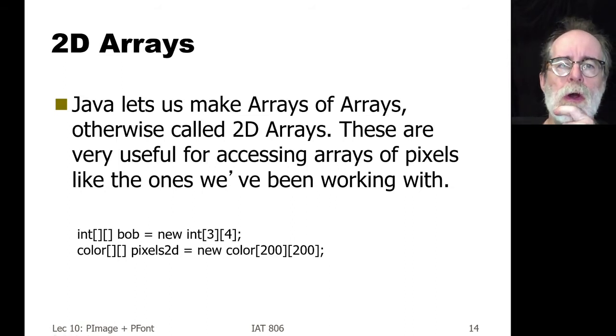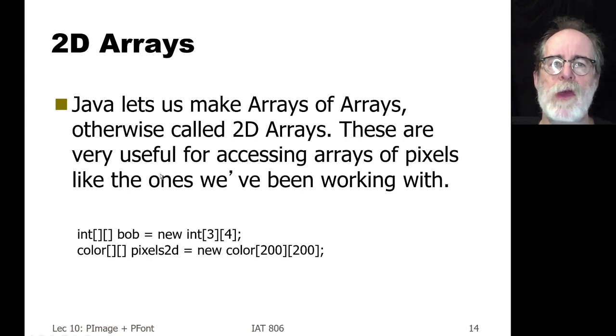As you already know, we've dealt with arrays a lot. We talked about it in the previous lecture and in lots of prior lectures. Java also has the capability of making arrays of arrays, also called 2D arrays or two-dimensional arrays. You can make 3D arrays and 4D arrays also. These are very useful for accessing arrays of pixels like the ones we've been working with.